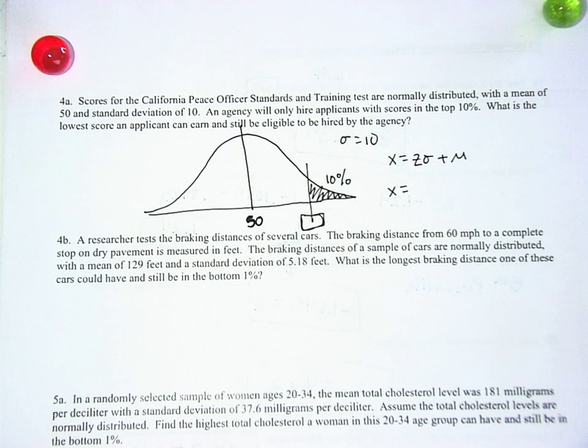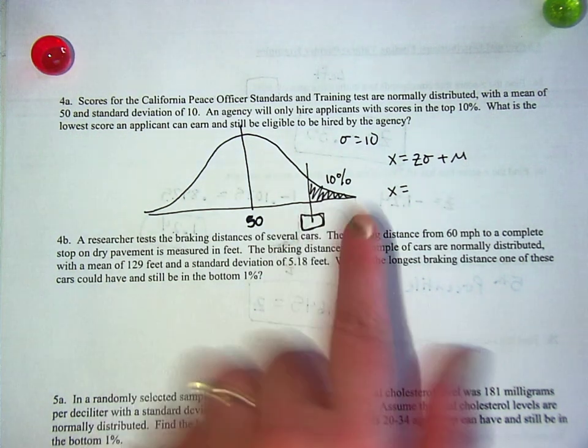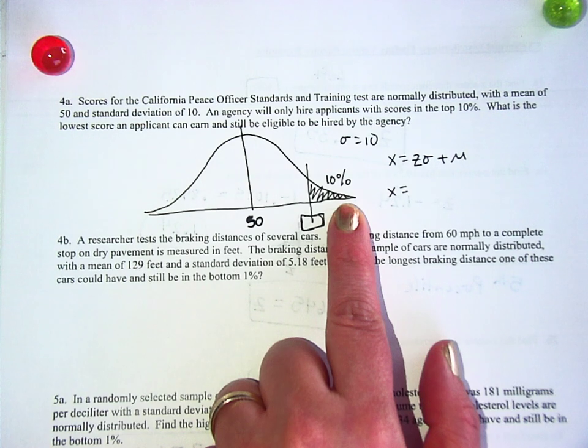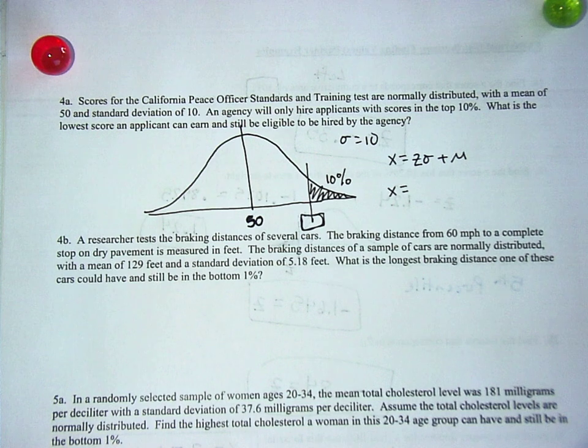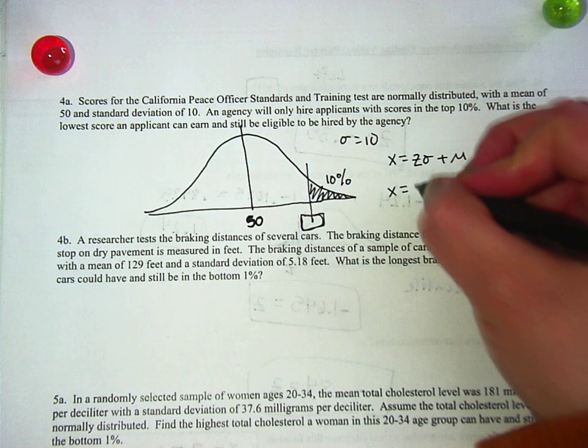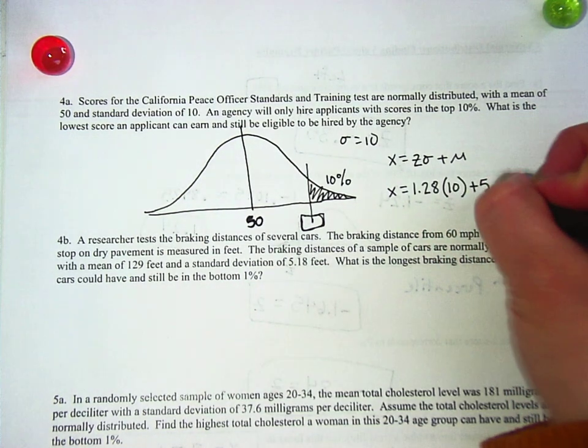X equals, looks like I'm going to need a z-score first. So what should I look up in the chart right now to find that z-score? Should I look up 10% in the chart? I'm going to look up 0.9 because the chart always reads to the left. That's what we were doing earlier. Does that help? So everybody's looking up 0.9 in the middle of the table. 1.28 I got. You guys get the same thing? So 1.28 times the standard deviation plus the mean.